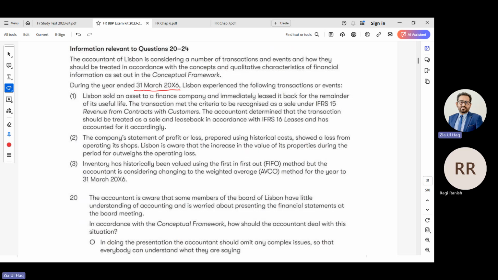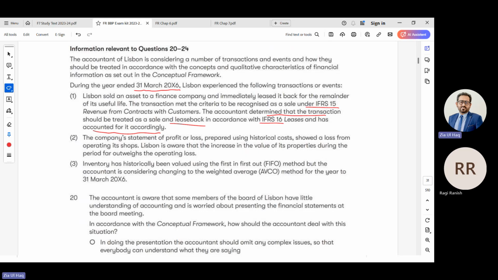The transaction meets the criteria to be recognized as per IFRS 15 revenue from contracts with customers. The accountant determined that the transaction should be treated as a sale and leaseback in accordance with IFRS 16 leases and has accounted for it accordingly. And this should be recorded as per IFRS 16 leases, sale and leaseback.